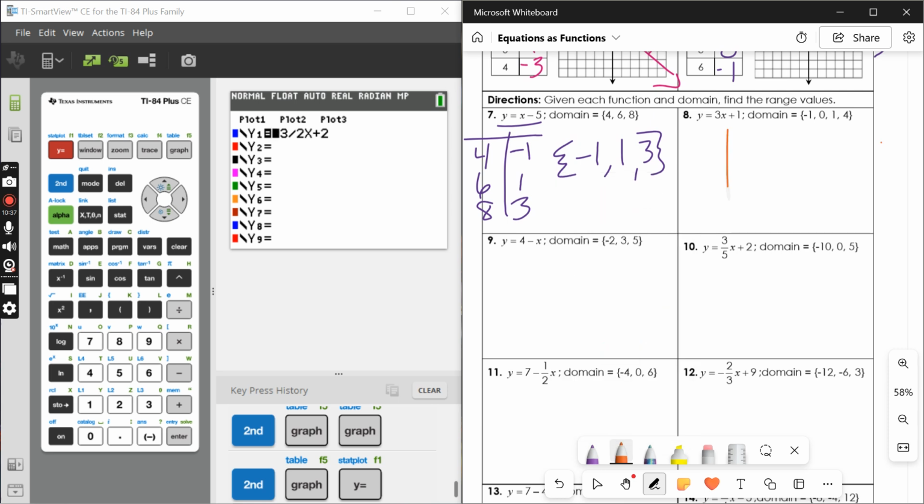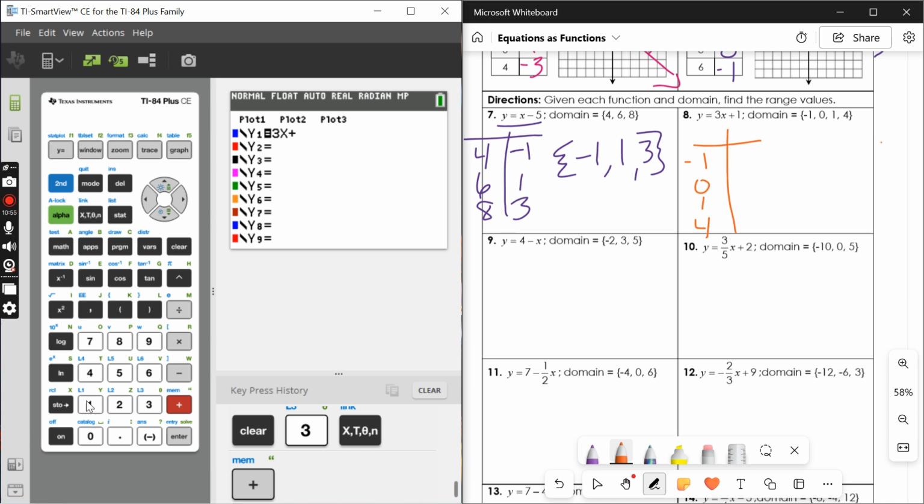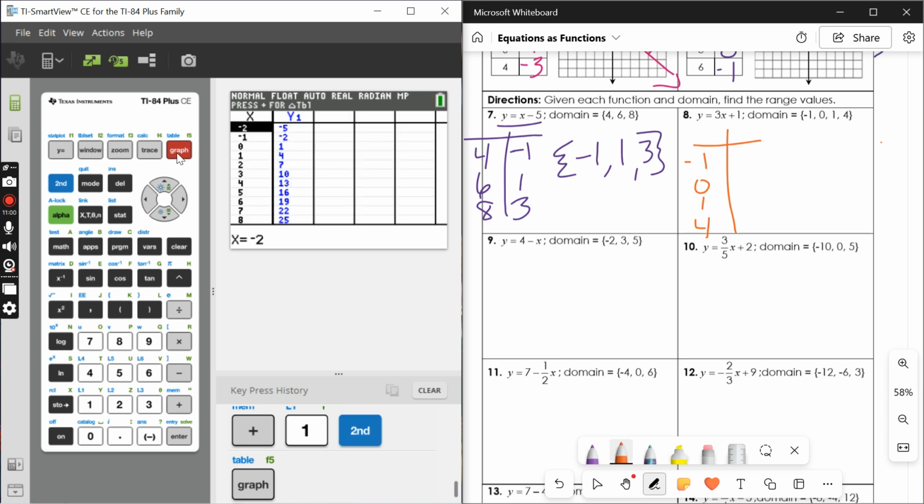Okay, it's telling us that our x values are negative 1, 0, 1, and 4. So you can type them into your calculator if you'd like. You can say 3x plus 1 and go to your table. Negative 1 is negative 2, 0, 1, 1, 4, and 4, 13. And then we just have to write them in order. Negative 2, 1, 4, 13.